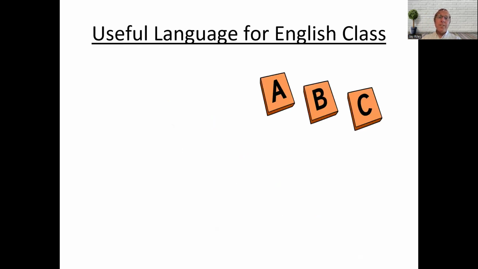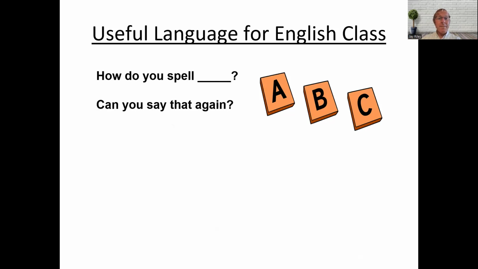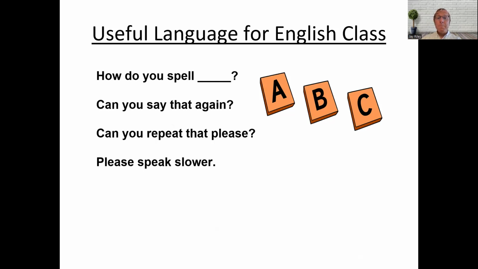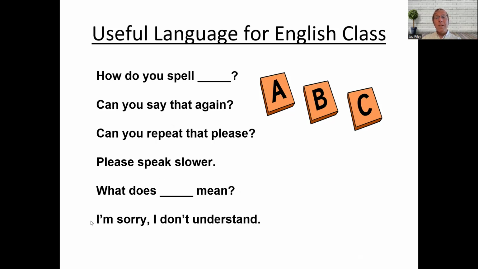And some other useful expressions that you can use in your English class are, how do you spell? Can you say that again? Can you repeat that, please? Please speak slower. What does mean? What does dormitory mean? Or, I'm sorry, I don't understand.